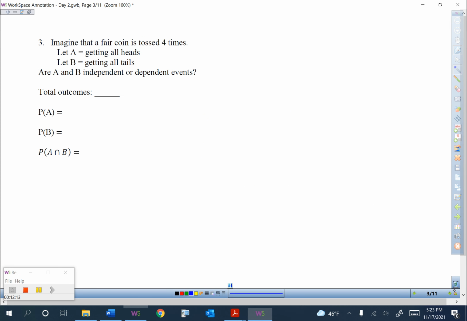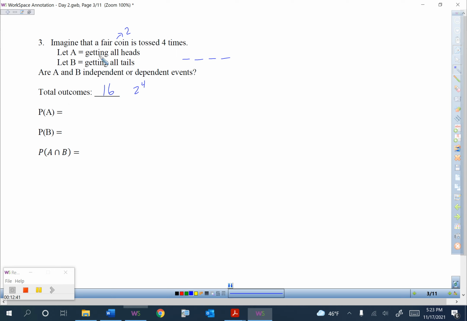Alright, looking at this next one, imagine a fair coin is tossed 4 times. You want to find A, getting all heads, B, getting all tails, and decide whether they're independent or dependent, just like before. So, a different situation here. A fair coin only has 2 options, and I'm repeating this 4 times. So 2 for the first, 2 for the second, 2 for the third, 2 for the fourth. 2 to the fourth is 16 outcomes for this one. I want you to pause the video and see if you can come up with what A looks like, what B looks like, so that you can find the probability of A and B. Make sure they get over 16. So pause the video and try that one for me.